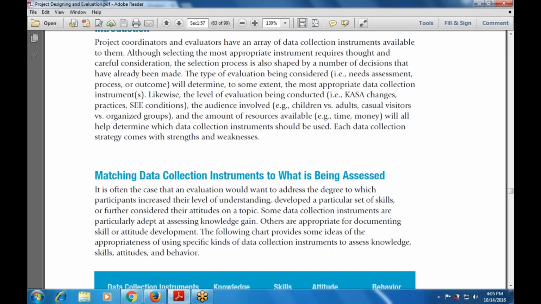And the following chart also provides some ideas of the appropriateness of using specific kinds of data collection instruments to assess knowledge, skills, attitude, and behavior. That is, what is the behavior, what is the skill, what is the attitude, and what is the knowledge that is used for the data collection instrument? What is being assessed over here? What are their logical errors? What are their physical errors? What are their knowledge-based attitudes and behaviors?